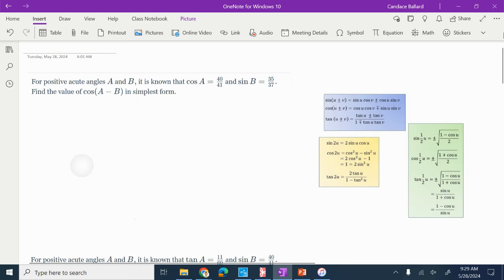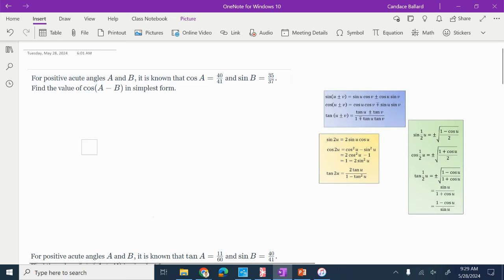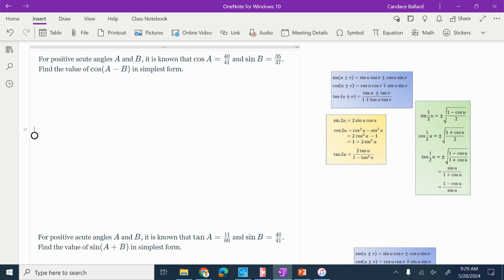In this video, we're going to look for the cosine of A minus B. We know that we have positive acute angles A and B, and it is known that cosine of A is 40 over 41 and sine of B is 35 over 37. We are supposed to find the value of cosine of A minus B in simplest form.